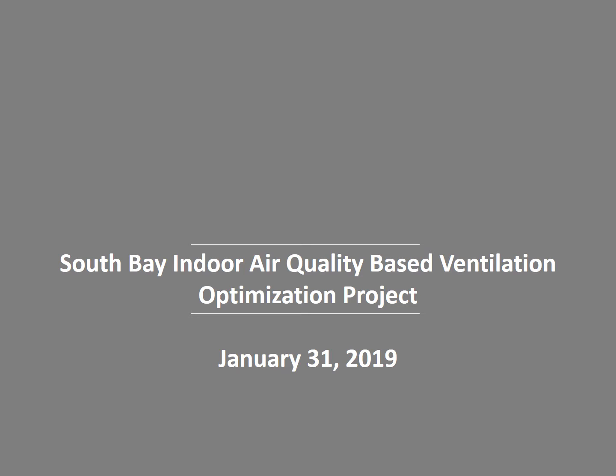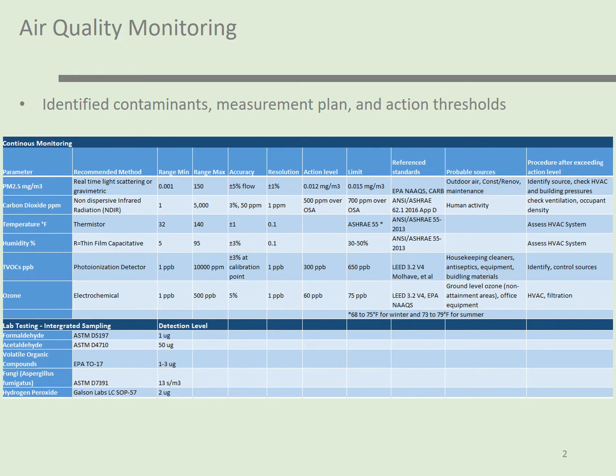This is the data from our South Bay Indoor Air Quality Ventilation Optimization Project. So the first slide shows the thresholds that we had established during the design phase of the project. Down at the bottom of this page, you see some of the thresholds that we had set for our detailed sampling that we came in and did in April and June. I should have had those dates sitting here.